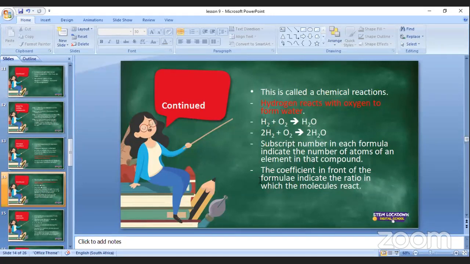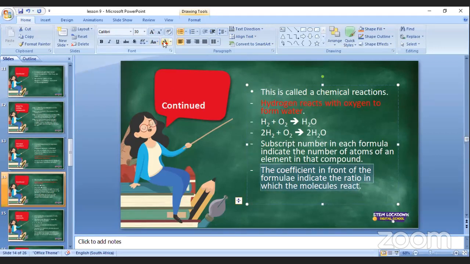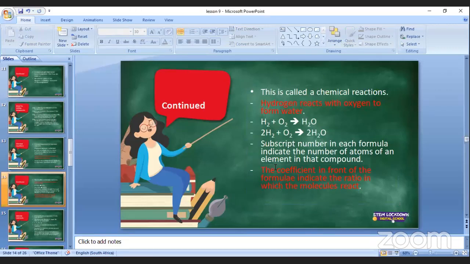Here, Jesse, you see? Let me highlight this. Where is that 2 coming from? You know now where that 2 is coming from. That is the coefficient. So it indicates the ratio in which the molecules react. That's why we say we need to have equal on both sides. Remember, the input must give us the same output. We cannot have less input and have more output. We need to have a balanced chemical equation.